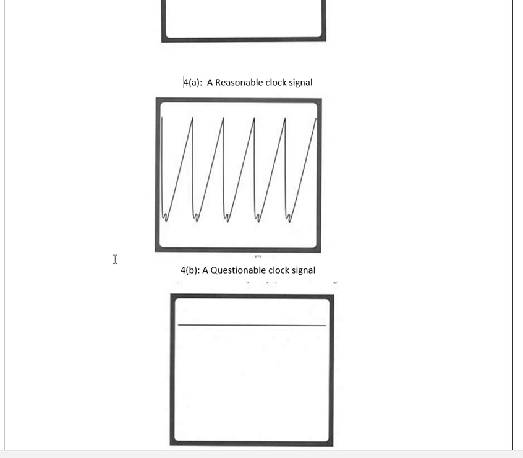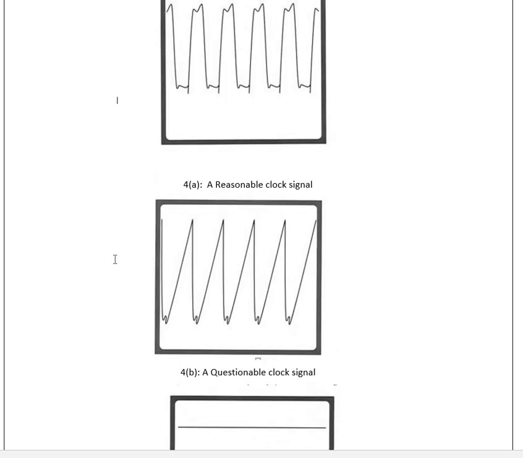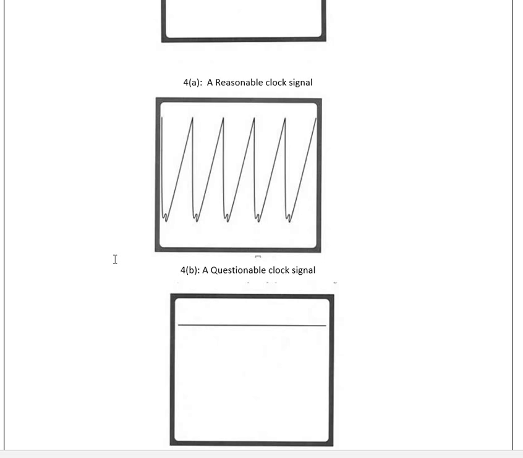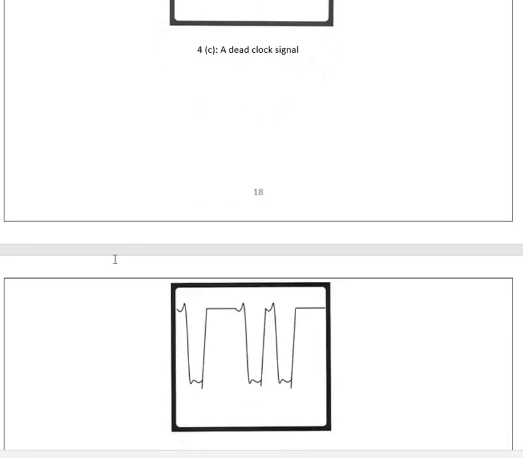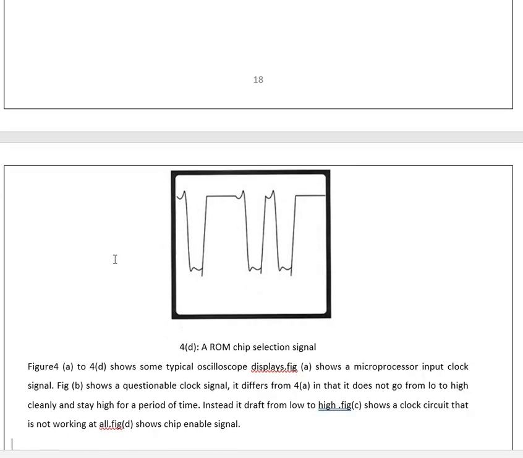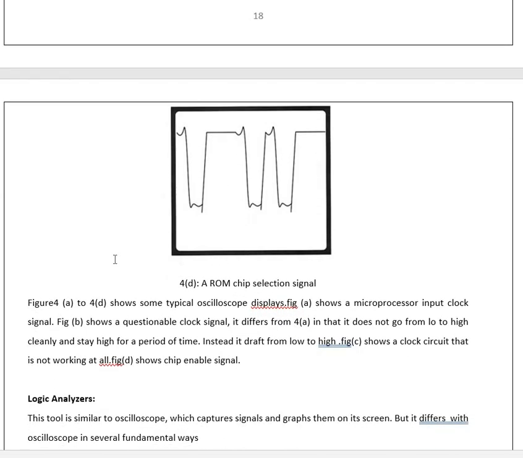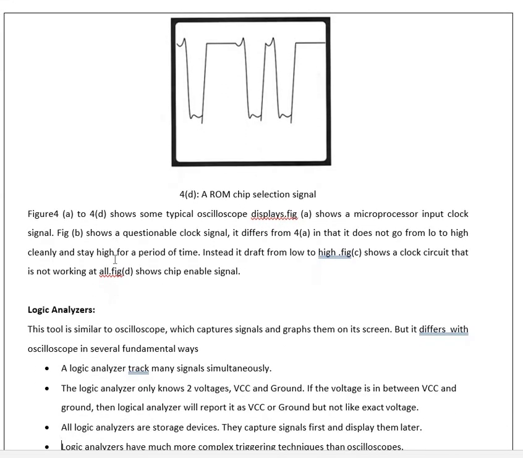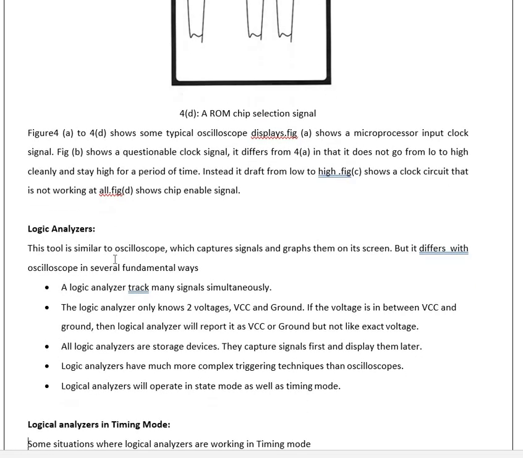And these are some examples of the outputs which we obtain from the oscilloscope. The first one, a reasonable clock signal, a questionable clock signal, a dead clock signal, a ROM chip selection signal, which are displayed in the oscilloscope as outputs. Then comes the logic analyzer.